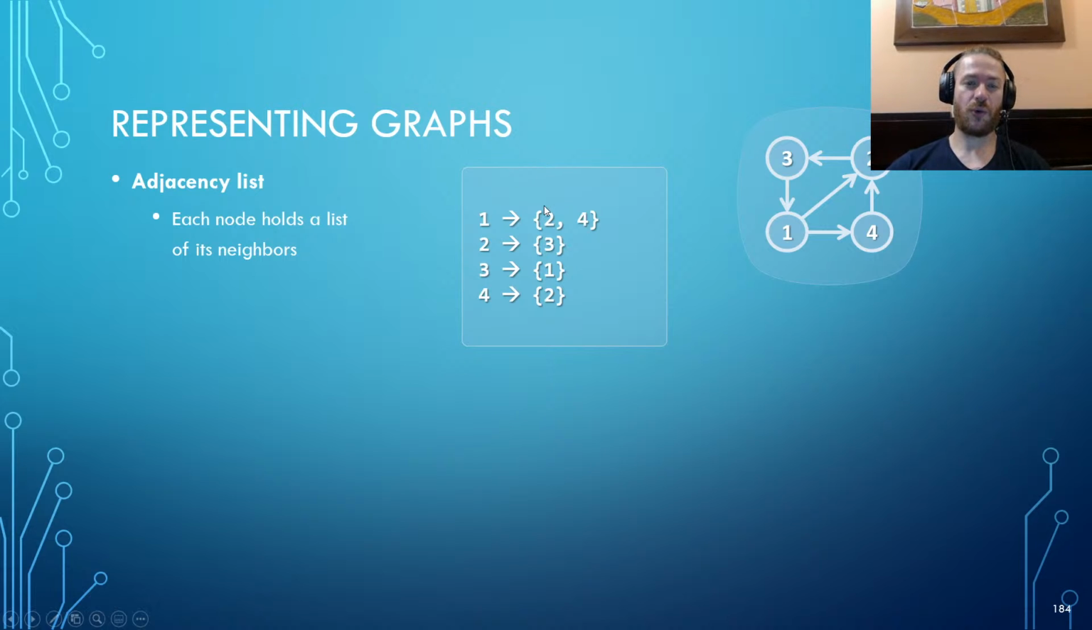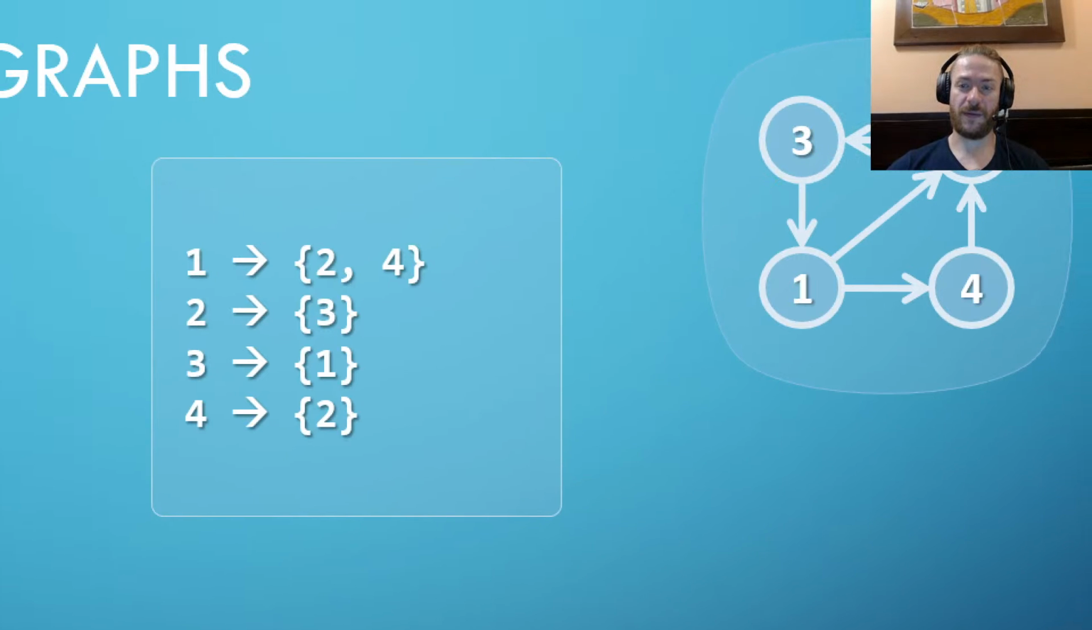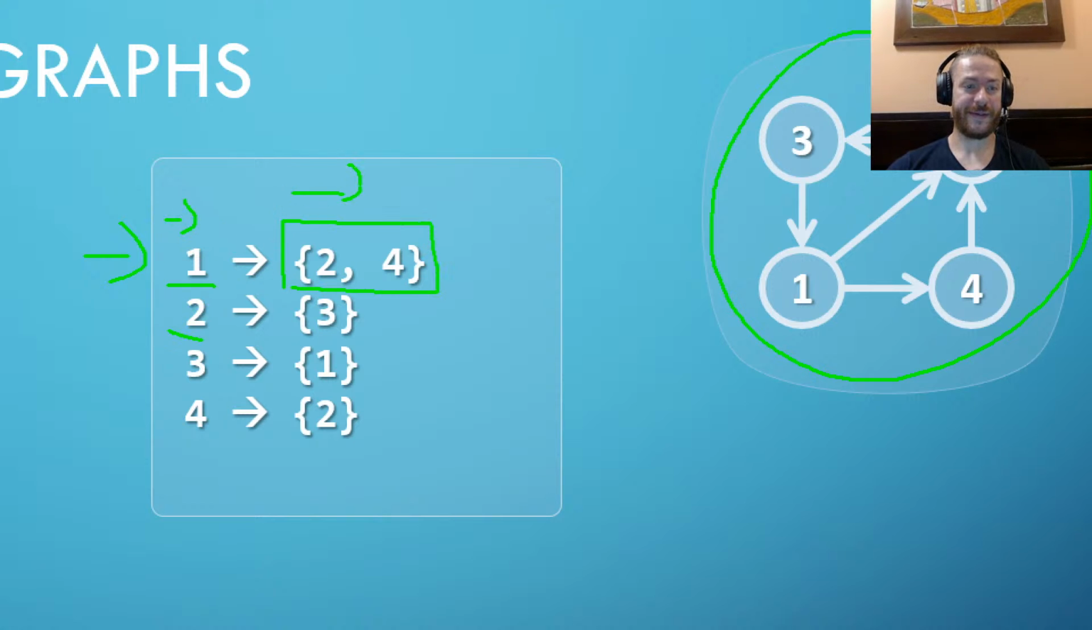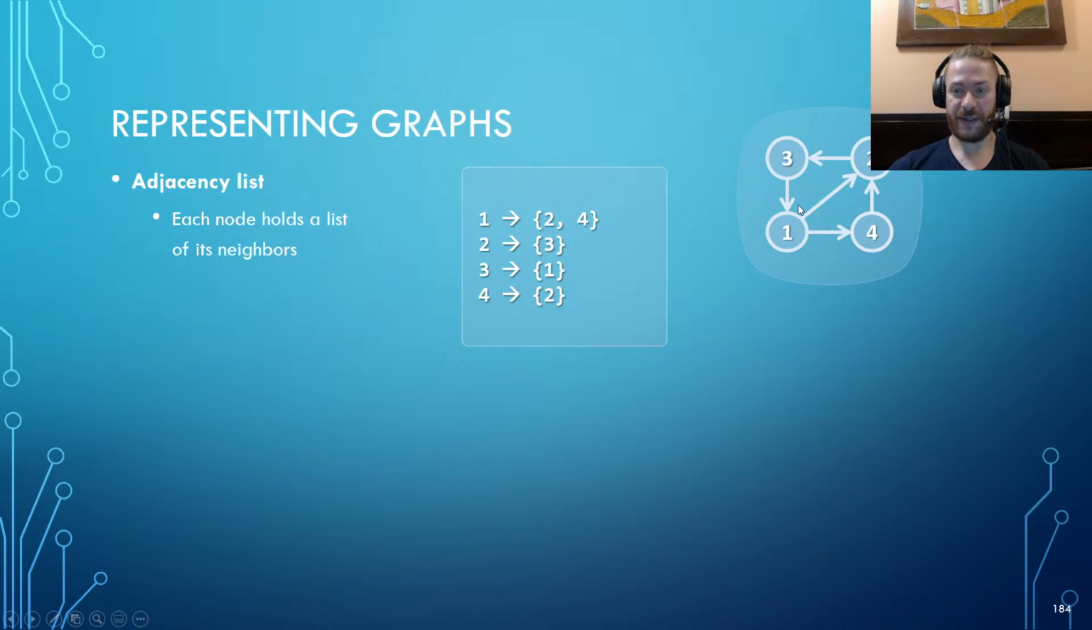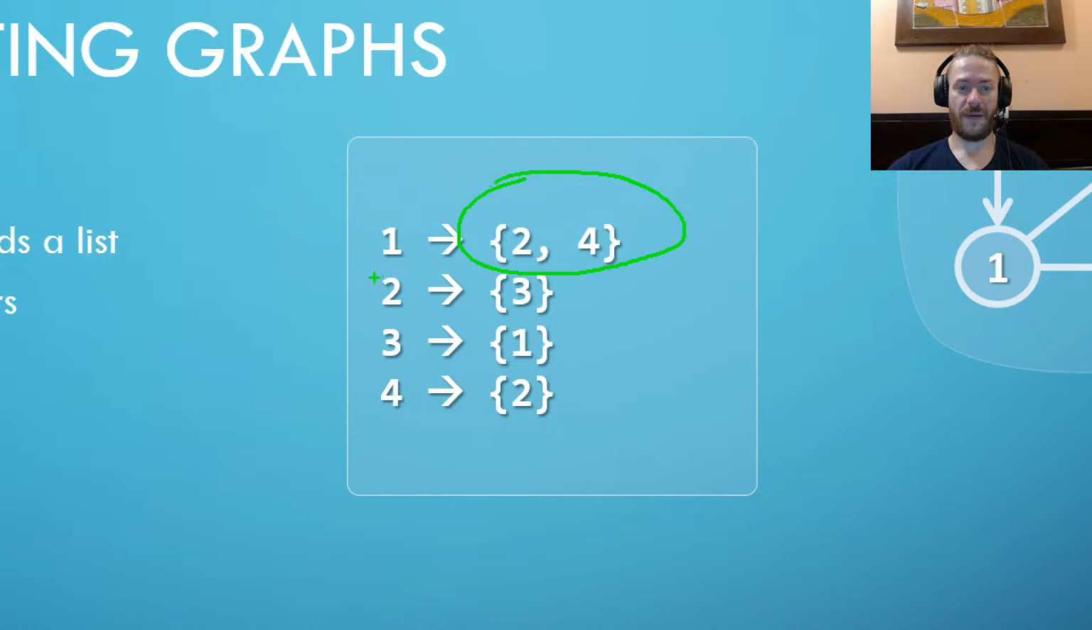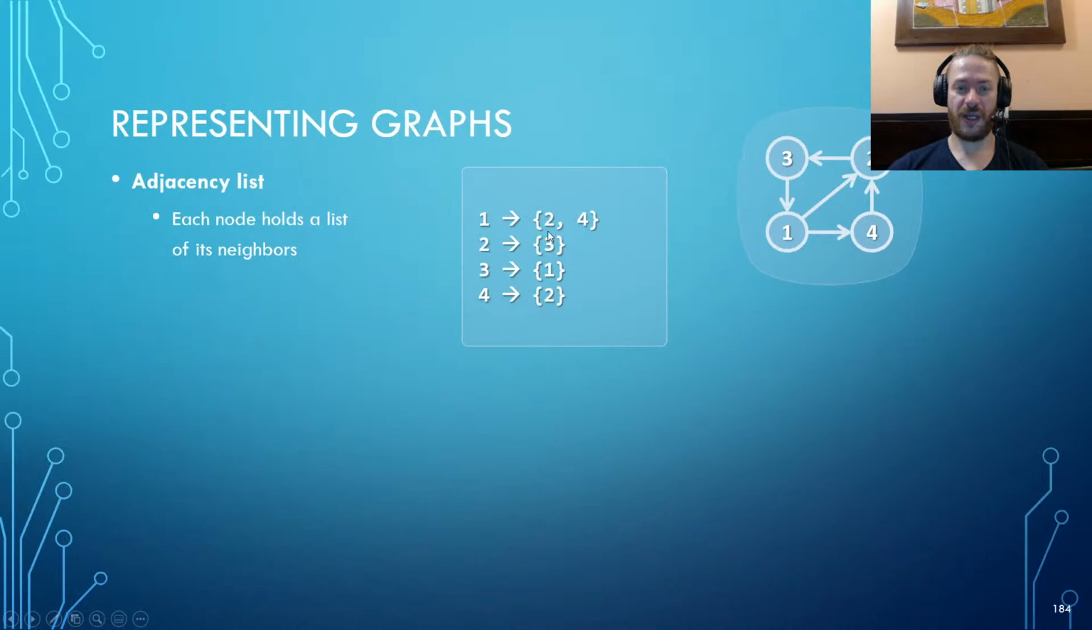How to represent a graph in code? First, adjacency list. Each node holds a list of its neighbors. If we have the following graph, we can have a list containing lists. So the first one is connected to 2 and 4, so it will store 2 and 4. The second one is connected to 3 and so on.